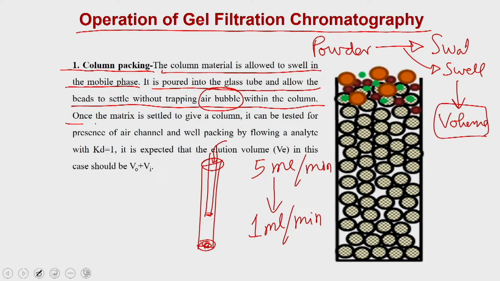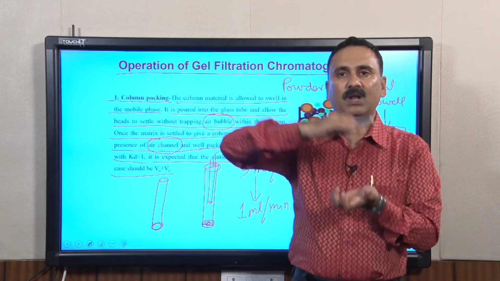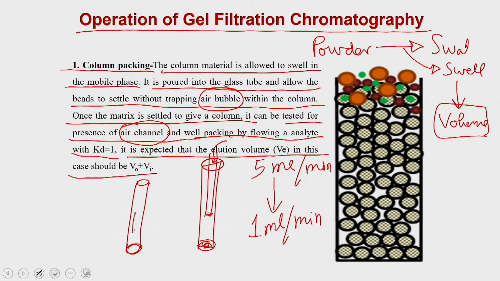Now, once the matrix is settled down to give a column, it can be tested for the presence of air channels and good packing by flowing an analyte with Kd equal to 1. It is expected that the elution volume in this case should be Vo equal to Vi. So, apart from the air bubble, you also have another problem of air channels. What is meant by an air channel is, suppose you have packed a column with a continuous layer of beads from bottom to top, and in between some layer you have a channel of air.